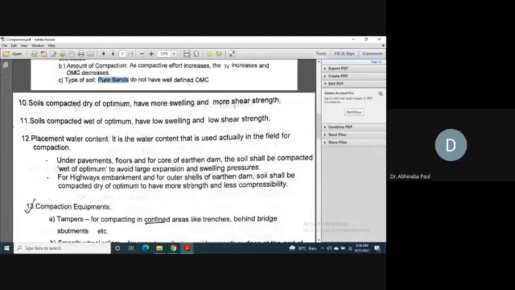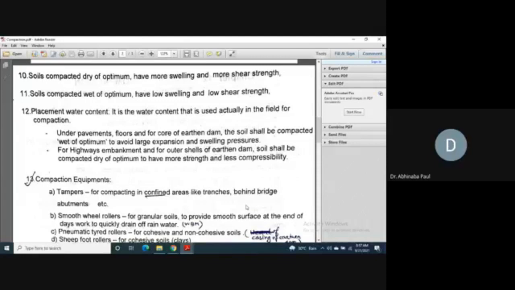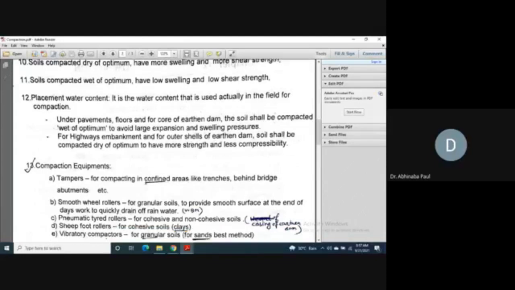However, the outer shells, meaning the outer coverage of the earthen dam, should be compacted dry of the optimum to have more strength and less compressibility. So always try to remember this.